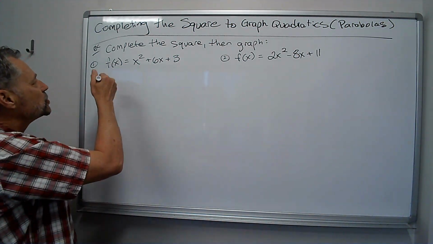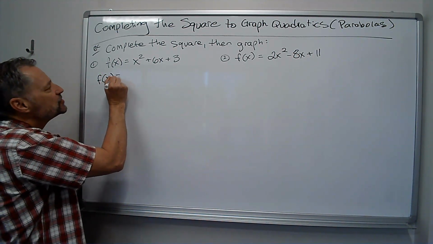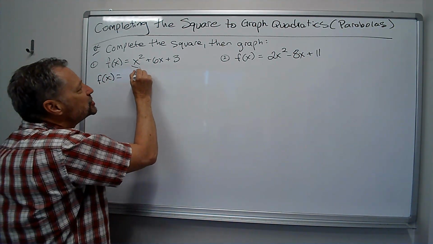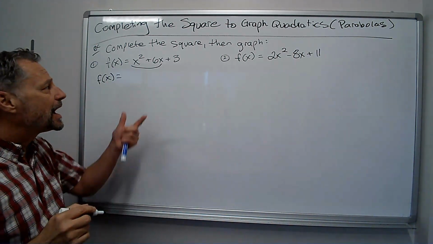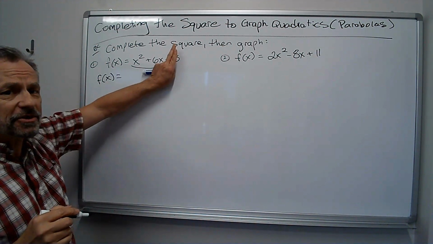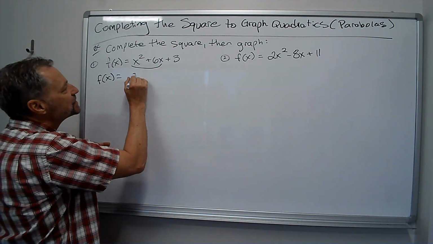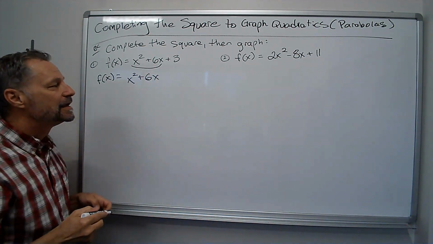All right, so I'll leave the f of x right here. You can change that to y if you want to. But I'm just looking at these two terms right now. I want to complete the square with those. Don't worry about the 3 right now. But I've got this x squared plus 6x.